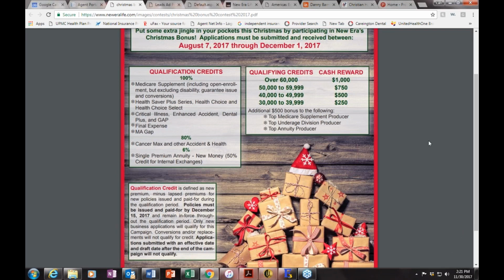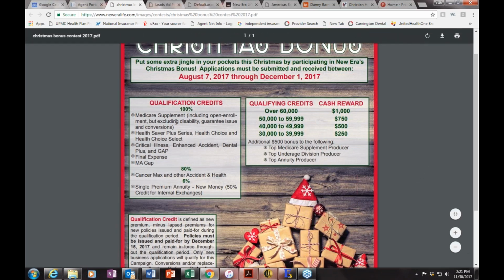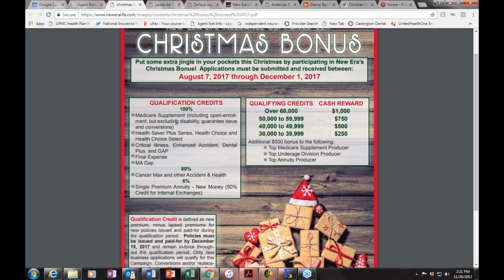A nice Christmas bonus program here that you can earn from $250 to $1,000, and then an additional $500 for the top bonus. It always tells you what percentage of qualification credits that you have towards whatever policies you write. So they always run these really nice programs.